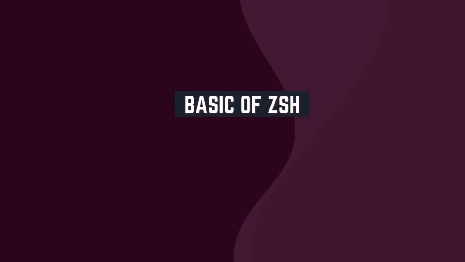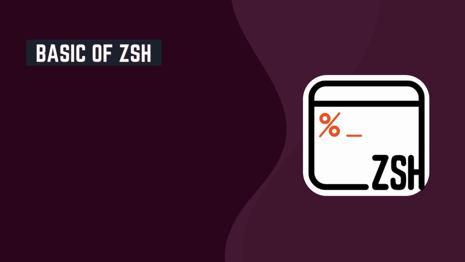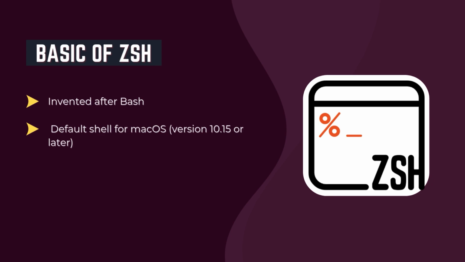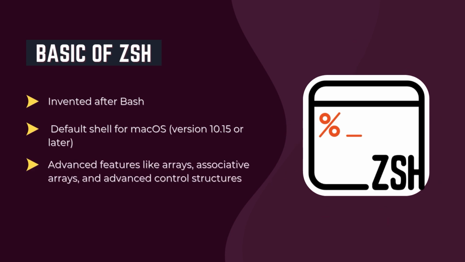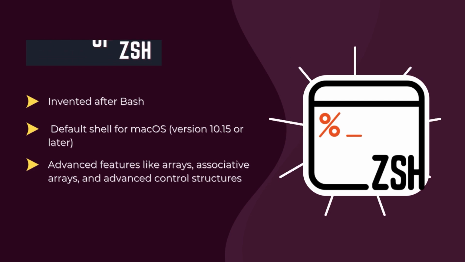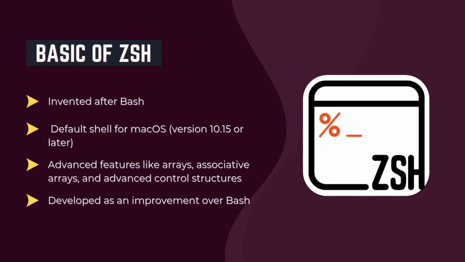Now, talking about the basics of Z shell, in short ZSH, for your information, it was invented after the arrival of the Bash programming language. However, it is not the default for Linux, but it is the default for macOS versions 10.15 or later. Interestingly, it has advanced features like associative arrays and more advanced control structures such as if-else statements and loop structures. The development of ZSH was motivated by improvement over Bash, but it became more popular for macOS systems.